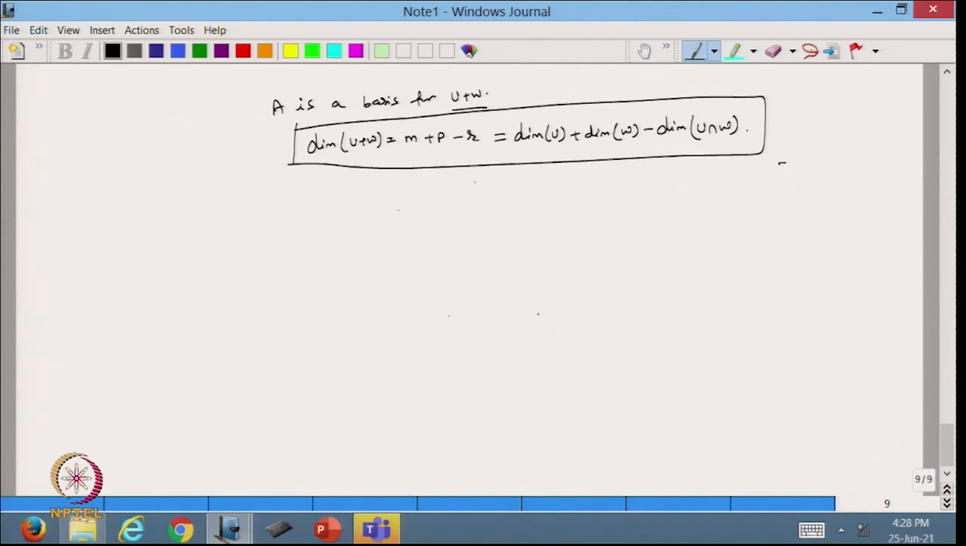So, now we will stop here. Today we have discussed a very important theorem, that the dimension of U plus W, that is a subspace of a given vector space V, is equal to the dimension of U plus dimension of W minus the dimension of their intersection.